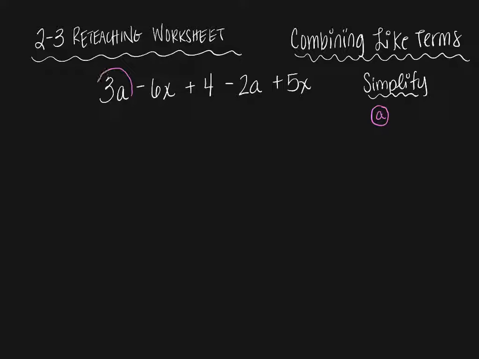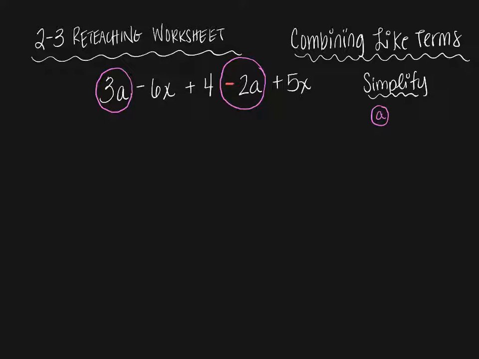So I'm going to do that to 3a. And I'm going to do that to 2a, but notice when I do it to 2a, I want to include my negative in my circle. My negative sign here should be inside my circle. It's negative 2a that I'm circling.